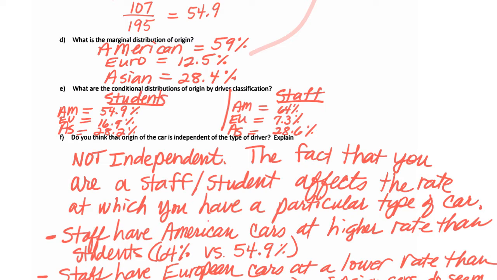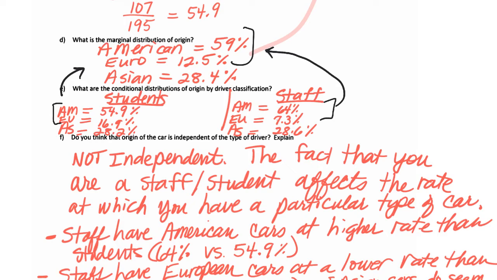So I can tell, and of course you are supposed to compare a conditional to a marginal, that in both the American and the European realm, these are not the same as American and European overall. So overall, origin of car and type of driver are not independent, because the fact that you're a staff or student affects the rate at which you have a particular car.